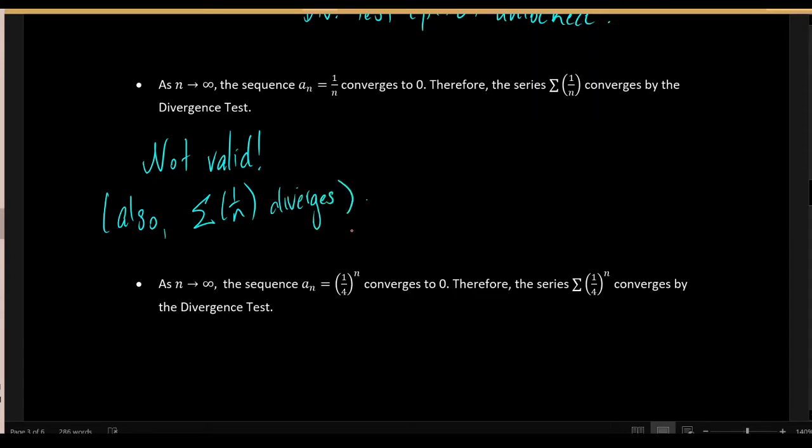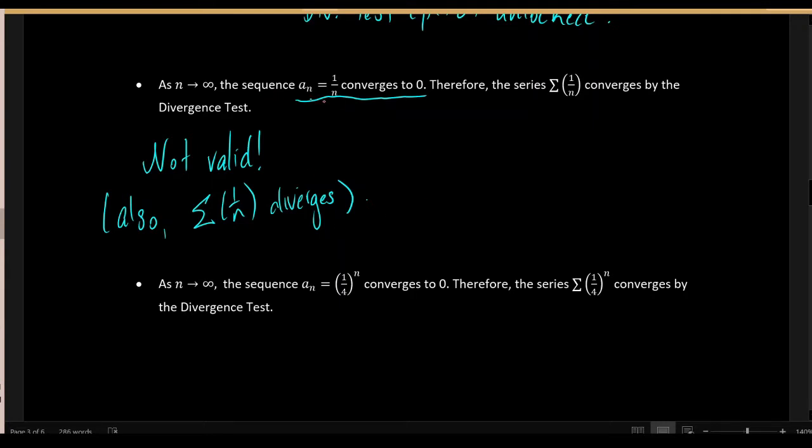So what's wrong with this application? Where did this student make a misstep? This student made a misstep trying to use the divergence test even though it was never unlocked. The sequence that they were considering converges to 0.